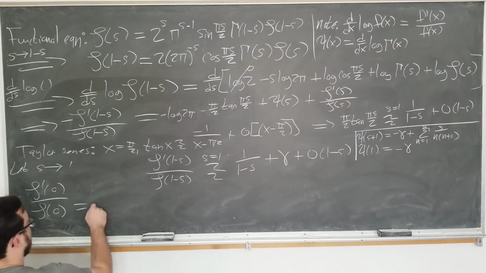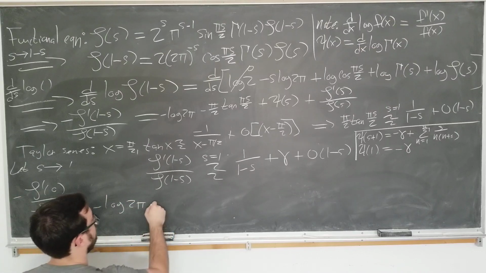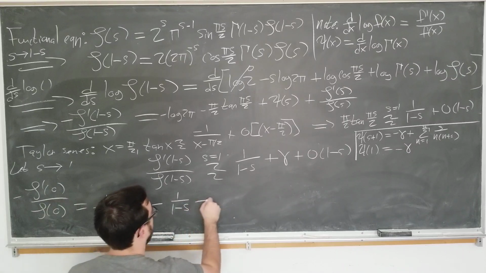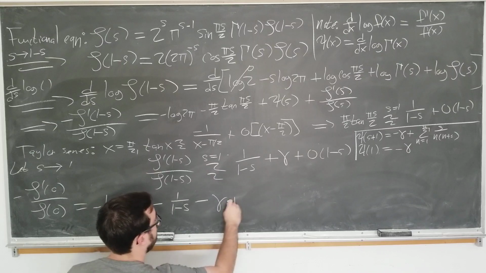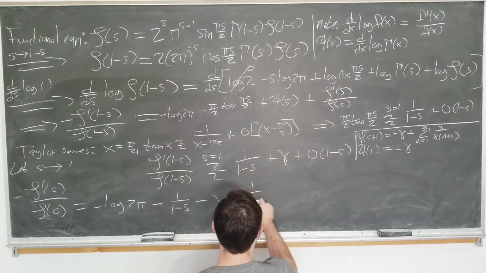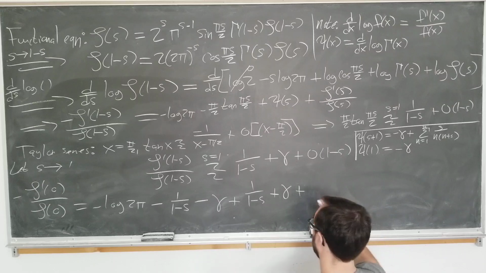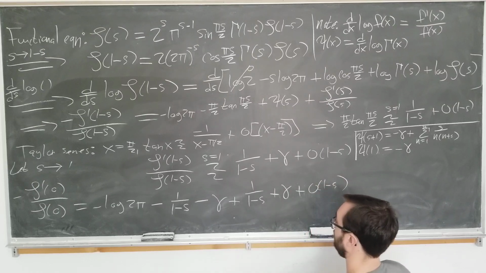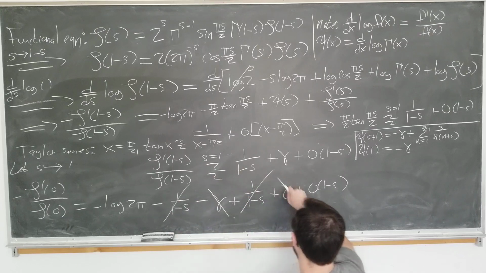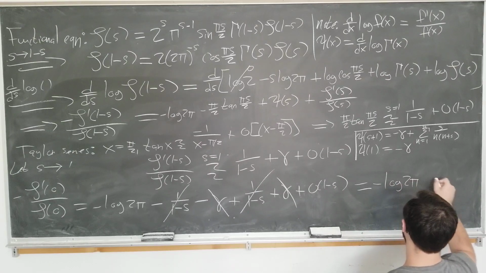Let's put it together. Okay. Minus log of 2 pi minus 1 over 1 minus s plus our digamma value plus this thing that we have up here plus higher order terms, which these bad boys cancel. These bad boys cancel. So it's minus log of 2 pi.